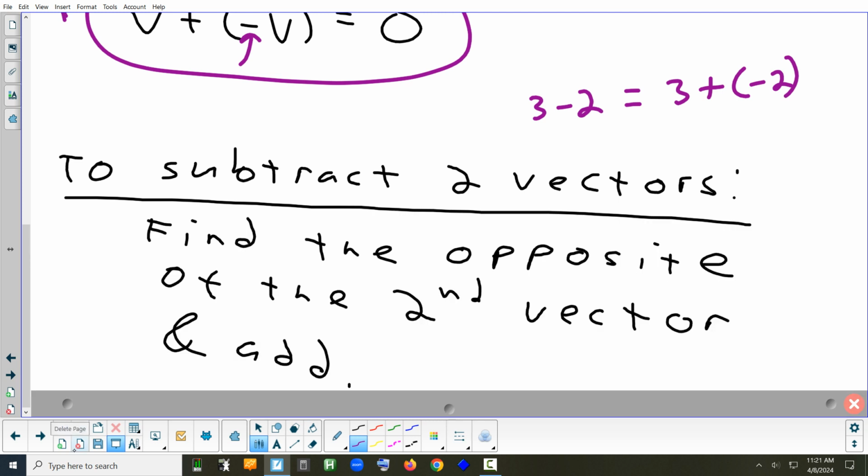In order to subtract two vectors, you're going to take the second one, find the opposite of it, and then add it. So to do subtraction, we'll find the opposite of the second vector, and then we'll add.